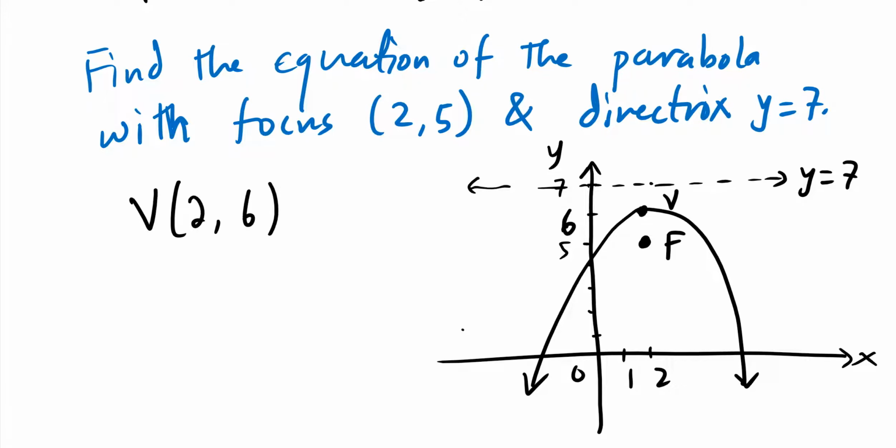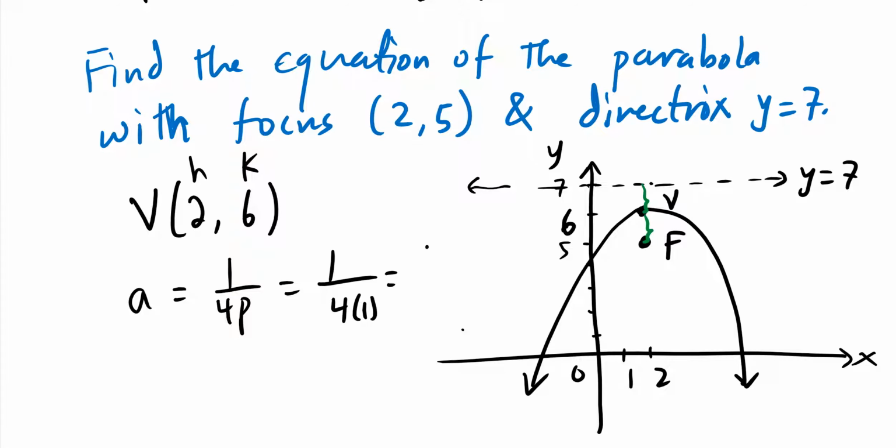Why do I need the vertex? Because I need h and k. And also I need a. A is 1 over 4p. What is p? It's the distance from here to here or here to here. That's 1. Distance 1. So that would be 1 over 4 times 1, which is 1 over 4.